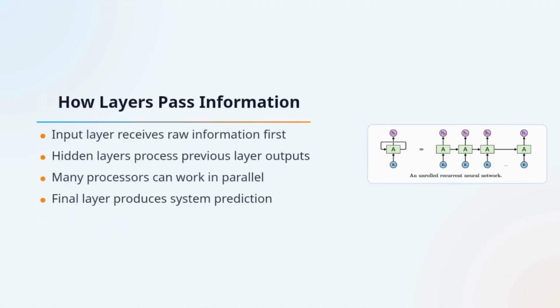In a typical artificial neural network, information flows through layers or tiers. The first layer receives the raw input, and each next layer works on the output from the previous one. This layered processing helps the network learn more complex features step by step. In short, the network gradually transforms input into a useful prediction.